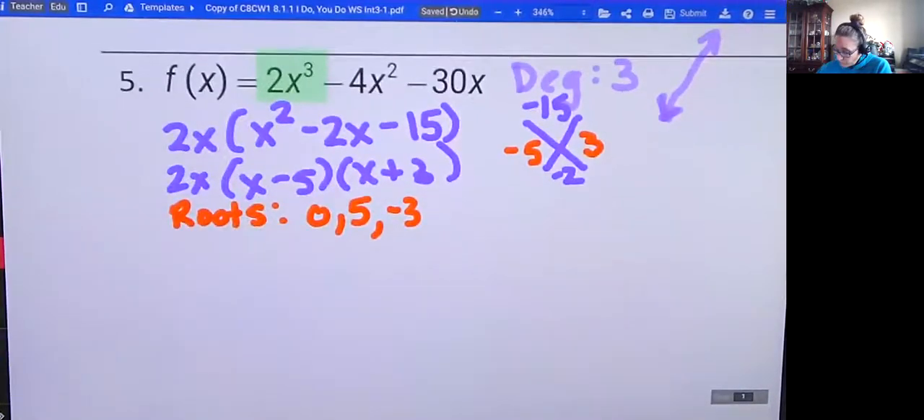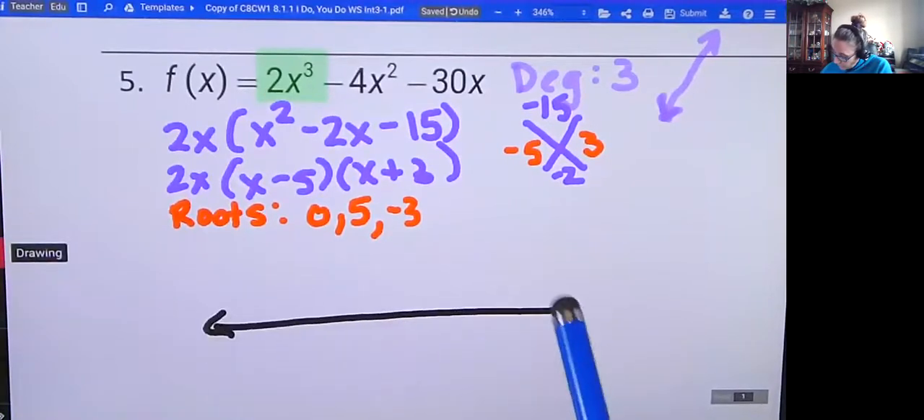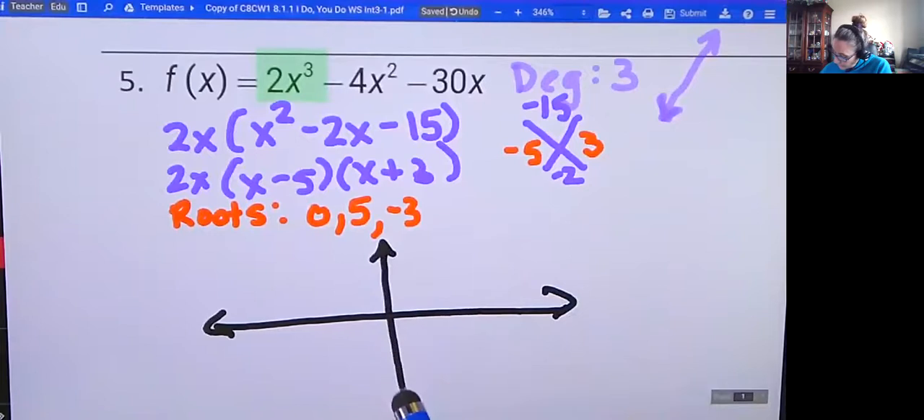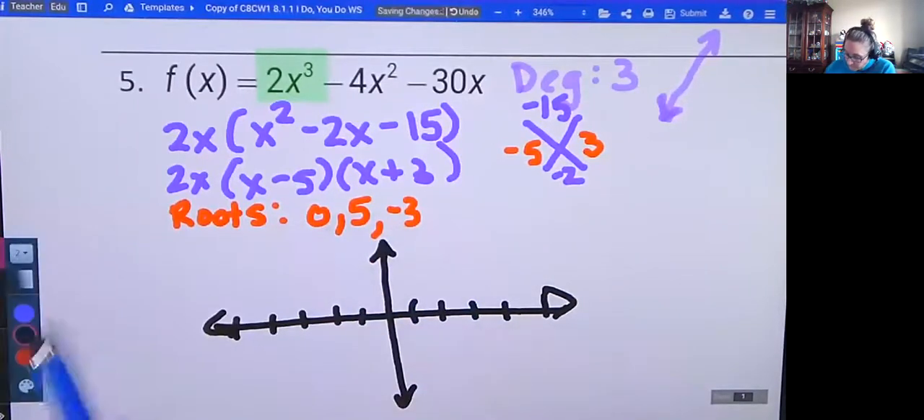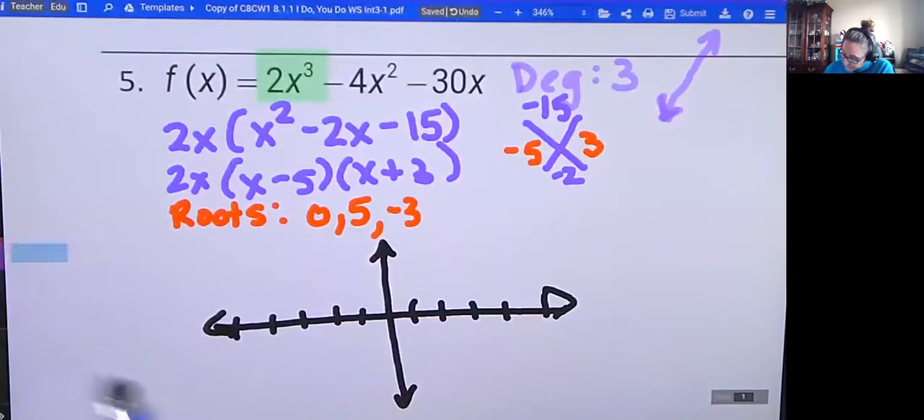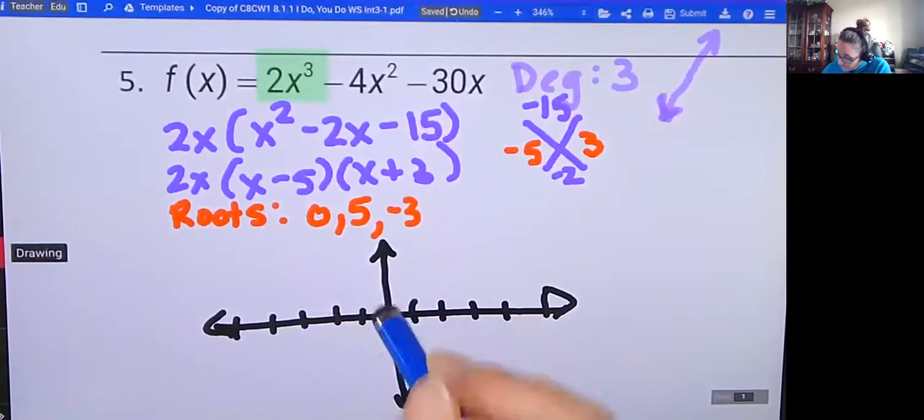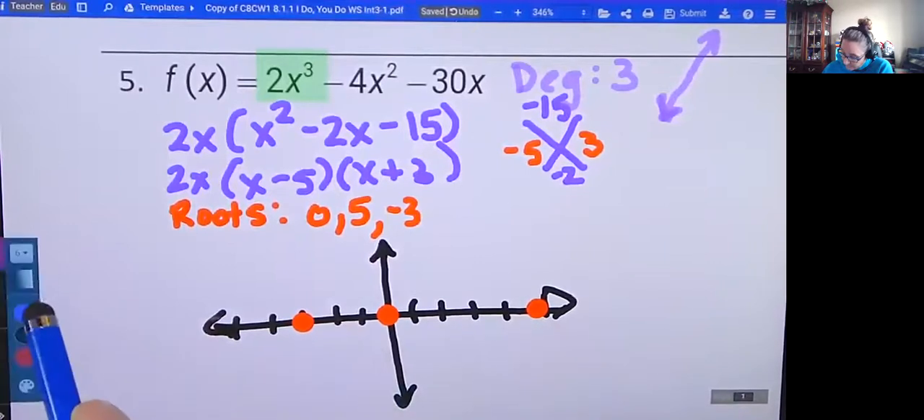So I'm just going to go through, through, through, to get my graph. Again, don't scale your y. 1, 2, 3, 4, 5. I'm just doing 5 because I have 5 as a number. Now I'm going to plot these. So I have 0, I have negative 3, and I have 5. Now I'm going to draw my graph.